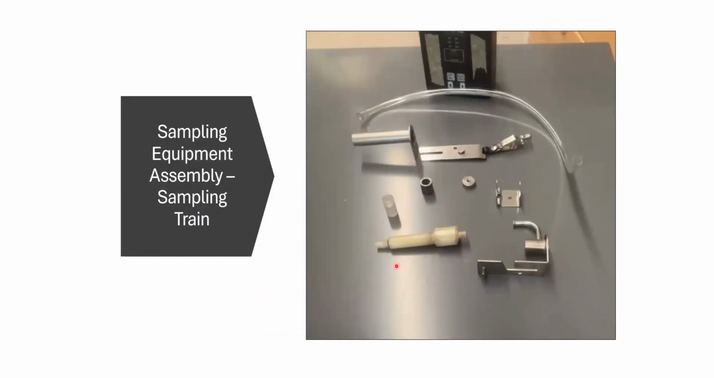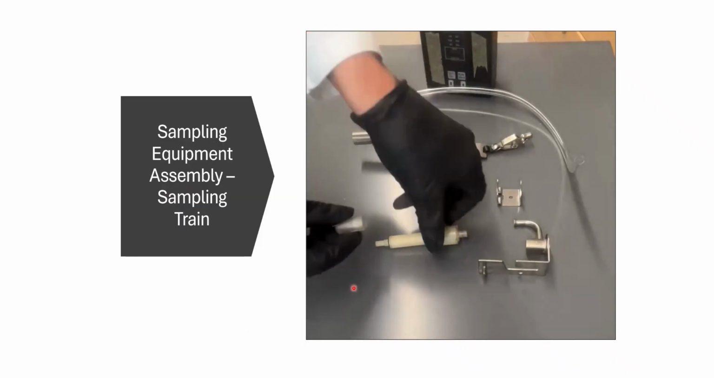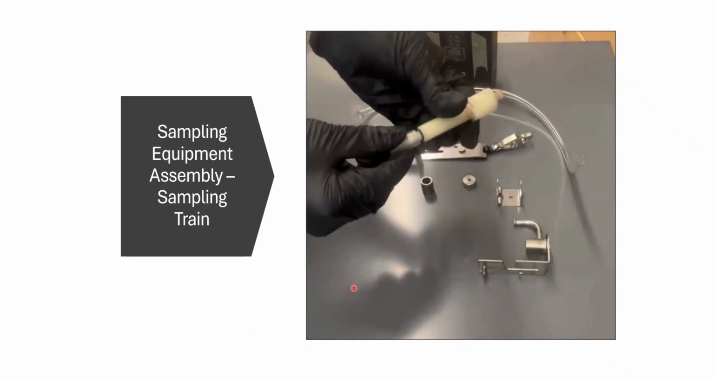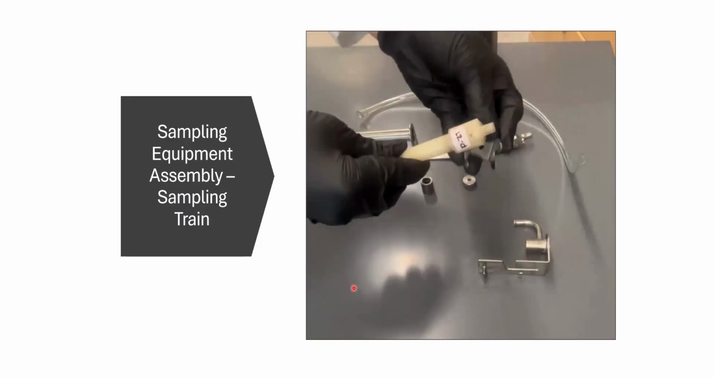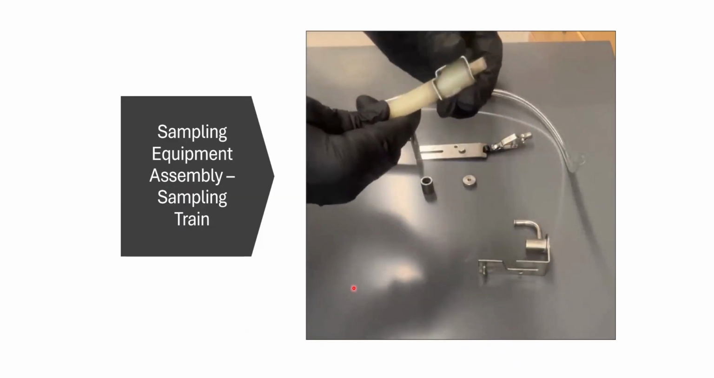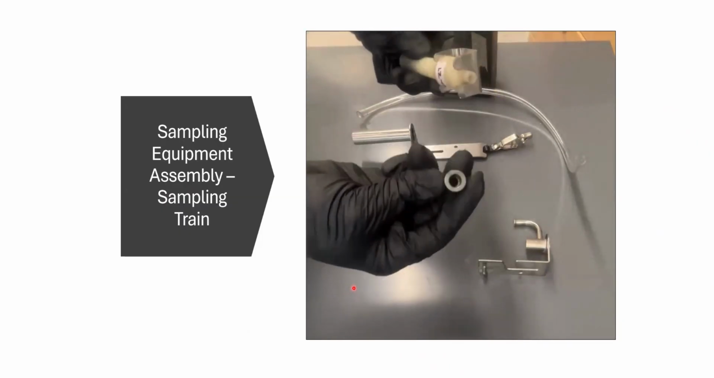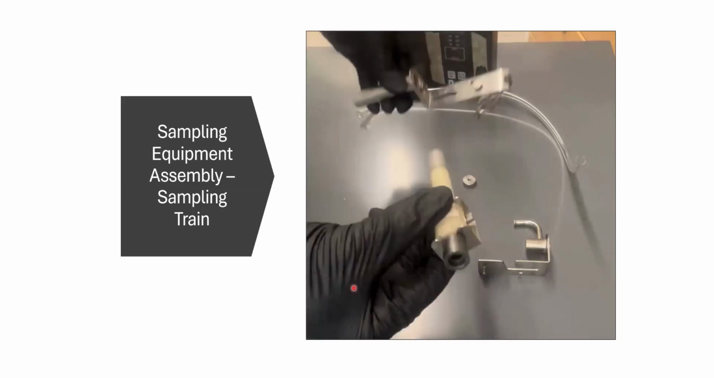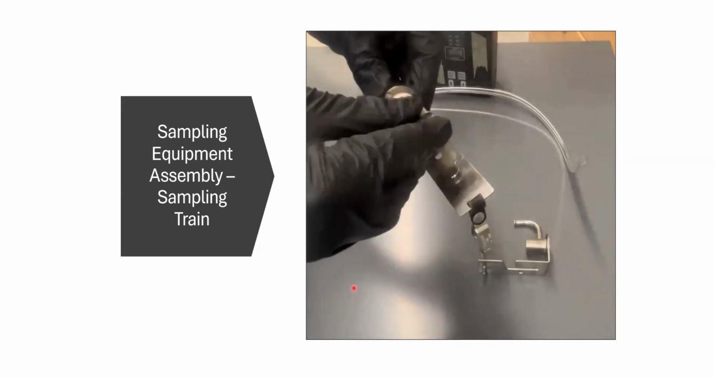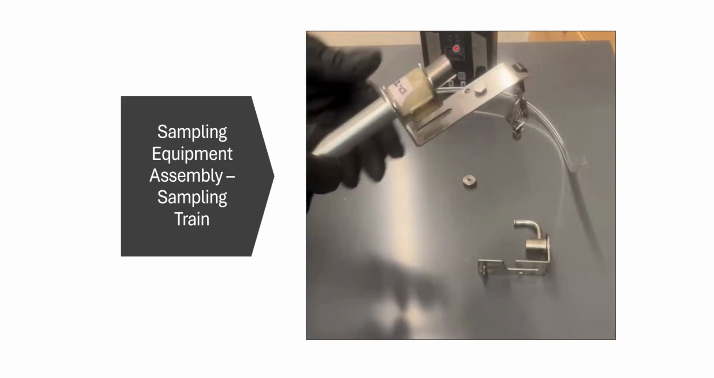Here's a video. This video and the next few videos demonstrate the assembly of the sampler components step by step. Each part is securely placed to form the complete sampling train. This assembly will take the cassette on top of it in the next step.